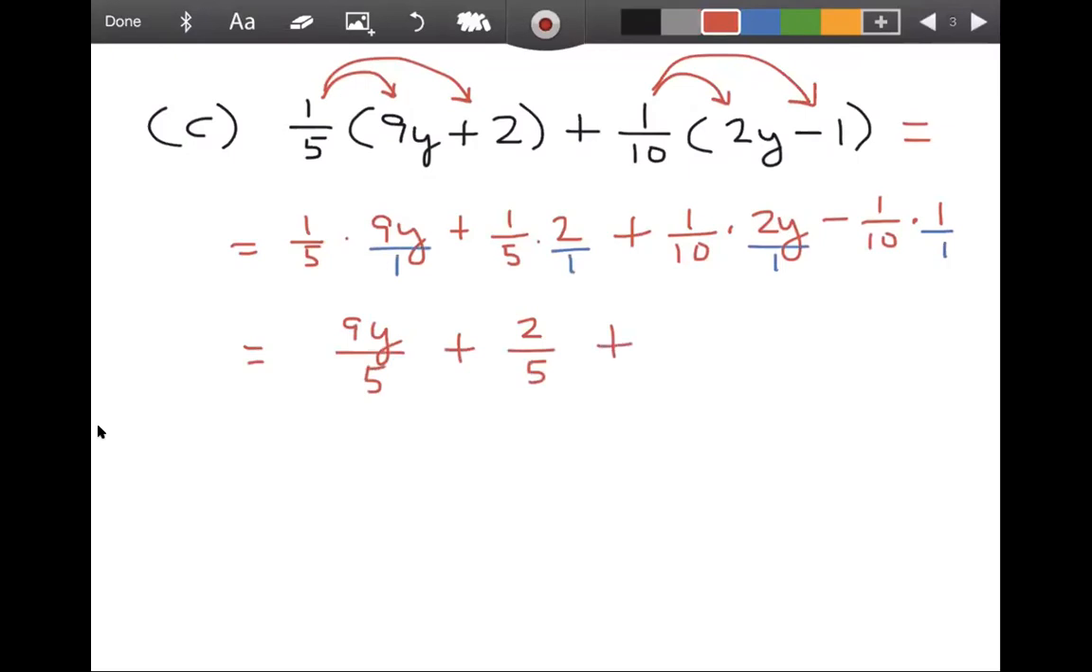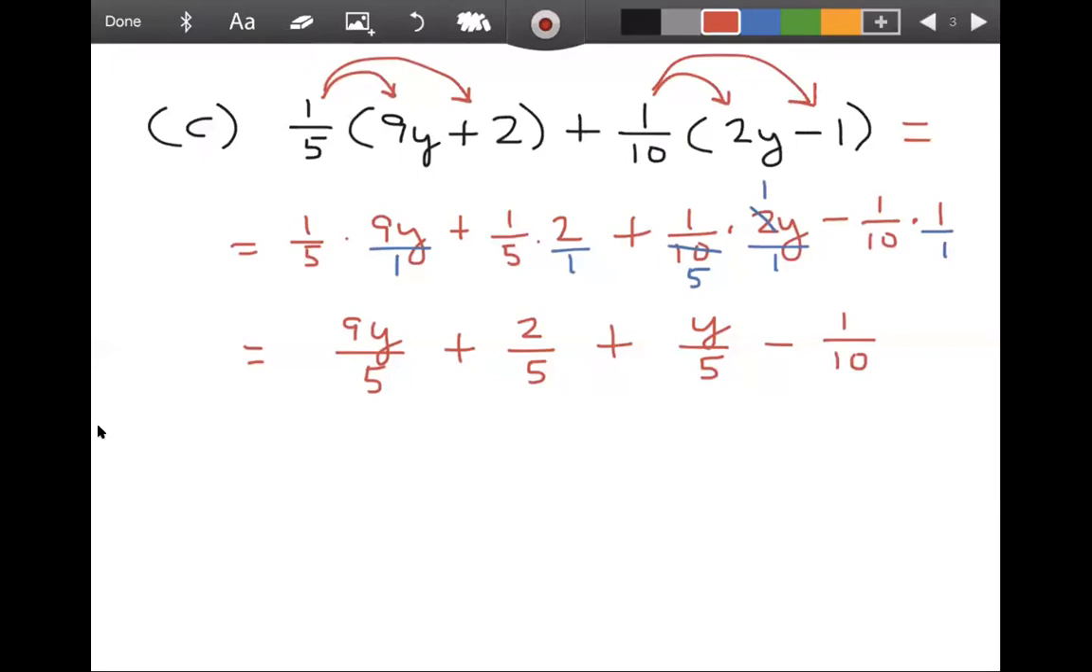Now I'm going to do something a little different with 1/10 times 2y over 1. 2y and 10 have a common factor, 2. So I'm going to take out that common factor as I go along. 10 divided by 2 is 5. 2 divided by 2 is 1. So instead of writing that product, that multiplication, as 2y over 10, I am going to write it as y over 5. And then finally, 1/10 times 1 is just 1/10. Any number times 1 is itself. All right, we're almost there.